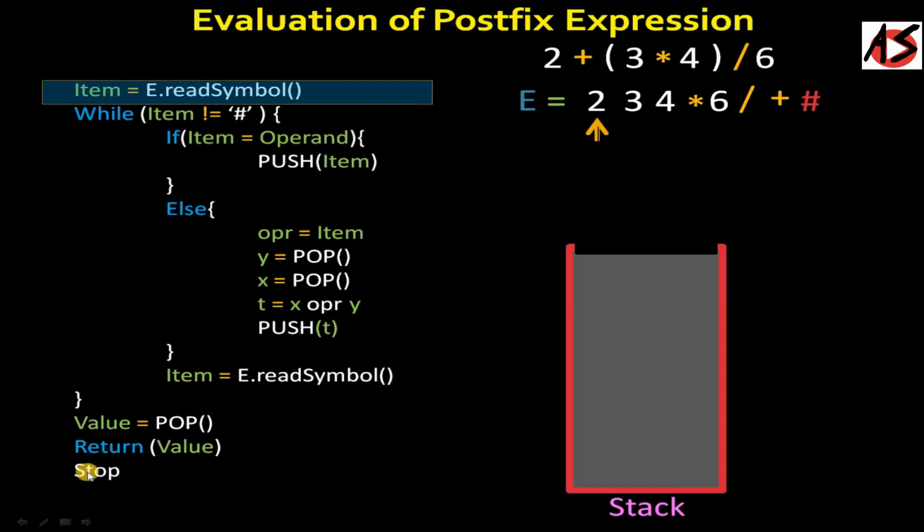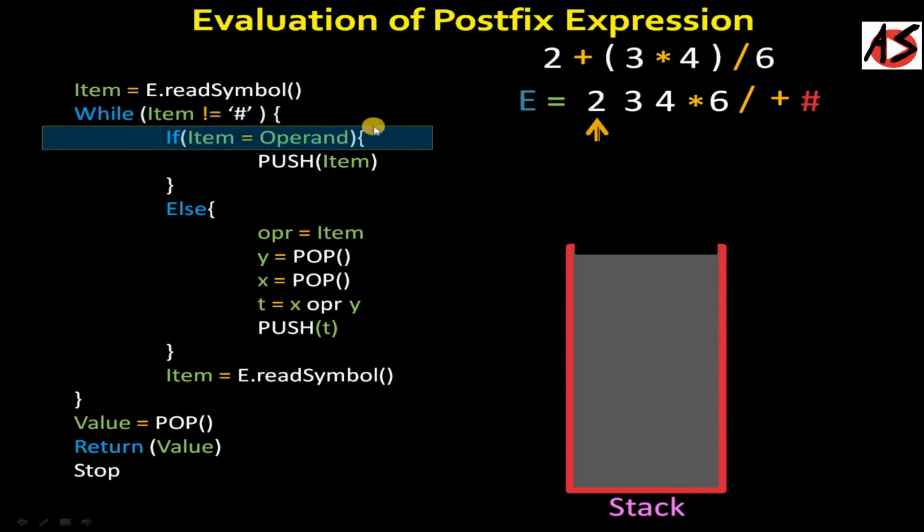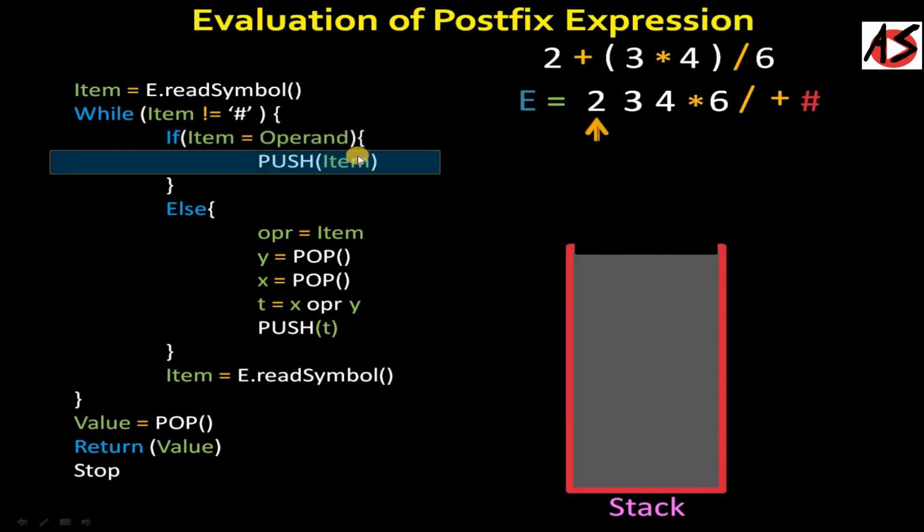Now we check the while condition: item not equal to hash. Here item is 2 now, so the condition is true and we go inside. We check another condition: item is equal to operand. Here item is 2, which is an operand, so we do the next operation, that is push item. We push the operand into the stack.